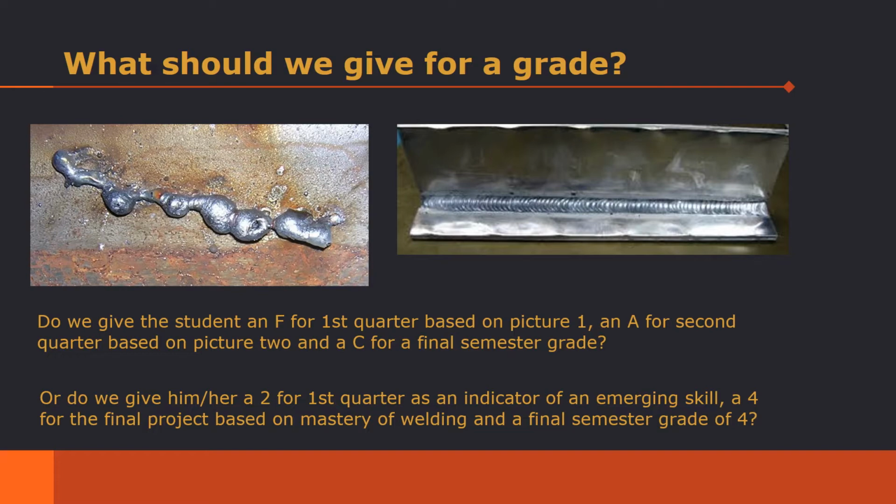However, at the end of the course, based on this final project, the student has mastered welding. And we could give that student a 4 not only for that second quarter, but why not give that student a 4 overall? Because this student is at the level of mastery. And here's another thought. Which one of those grades is the proper grade to give to an employer? Is this student at the end of this course a C welder, or is this student somebody who has mastered welding? Which one of those would more accurately inform the employer who is considering hiring this student for a job welding?